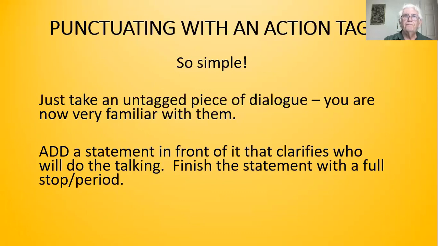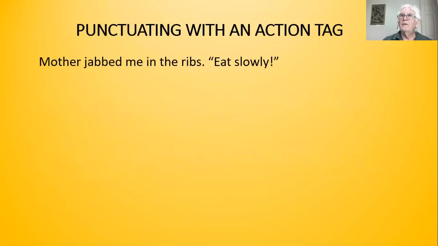Let's have a look. Remember, eat slowly, that was the command. Let's give it some context. Mother jabbed me in the ribs. "Eat slowly." Okay, action tag tells us who's going to speak. It's clear it's not me who got jabbed in the ribs that's speaking. It's mother who's speaking, and she tells him to eat slowly.